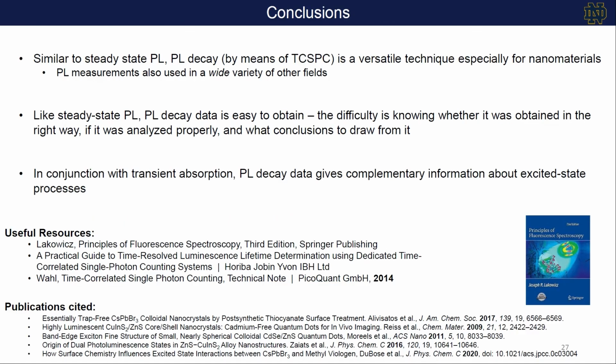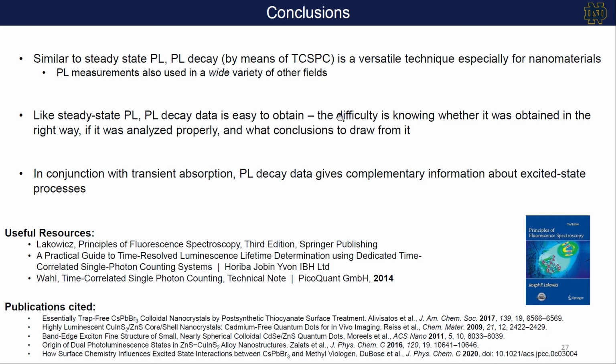So with that, I'll conclude this introduction with a few final points. Similar to steady state PL, PL decay, specifically by means of TCSPC, is extremely versatile, especially for nanomaterials, because that's what our lab uses, but it's also versatile in a lot of other fields like biology, physics, material science, and so many more. A lot like steady state PL, decay data is very easy to obtain, at least for our system for TCSPC. Once you have everything in the cuvette, you turn it on, and you can obtain data very, very quickly, which is amazing.